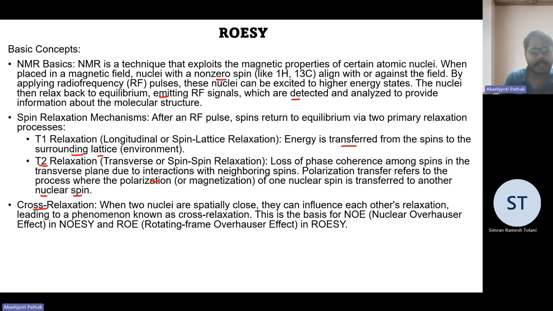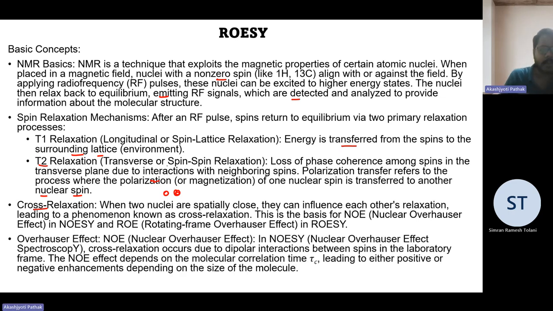So when is it that we see this? This happens when two nuclei are spatially close. They can influence each other's relaxation, leading to a phenomenon known as cross relaxation. So when two nuclei are spatially close to each other, they can influence each other's relaxation, and this way of relaxation is what is known as cross relaxation. This is the basis for the nuclear Overhauser effect in NOESY, and the rotating frame Overhauser effect in ROESY.